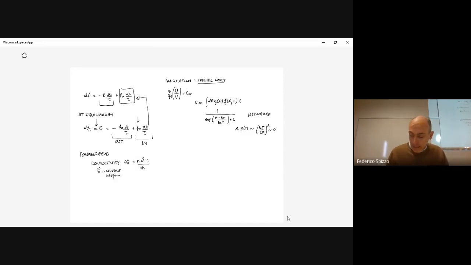Anyway, due to the fact that the calculation needs some time to be done, I would like to use another approach to the evaluation of CV that is shorter as far as the calculation is concerned, but is more focused on the physical mechanism that brings you to the value of the specific heat.